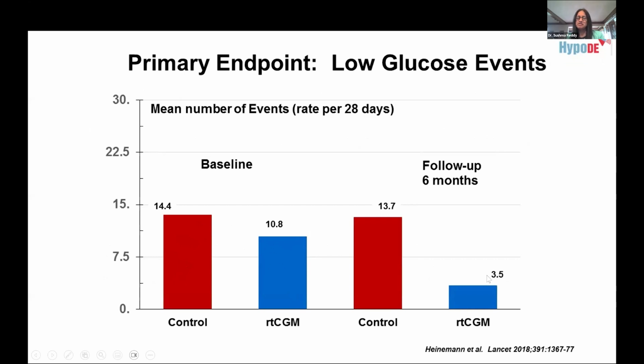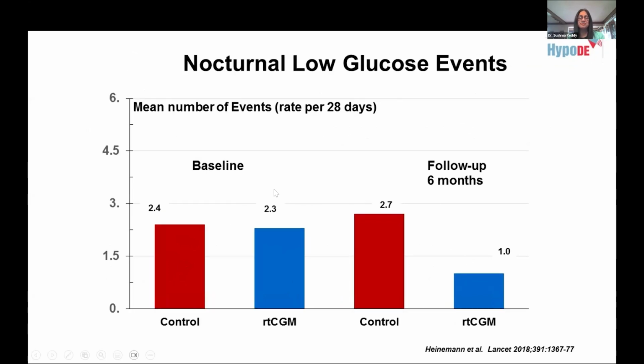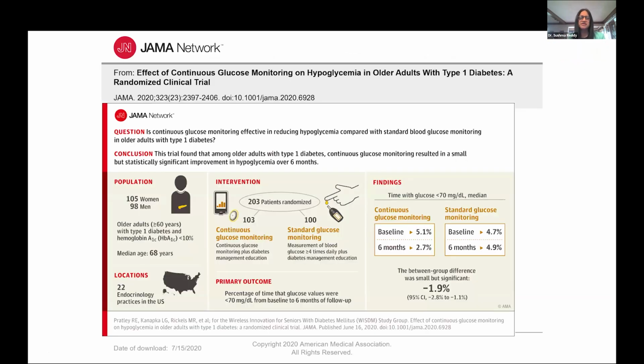And at follow-up at 6 months, you can see that there was over a 70% reduction in the number of hypoglycemic events. We're talking about severe hypoglycemia, less than 54, from 10.8 per 28 days to 3.5. And when you look at nocturnal hypoglycemia, that also decreased significantly from 2.3 to 1 event per 28 days. So again, showing that CGM significantly prevents severe hypoglycemic events.